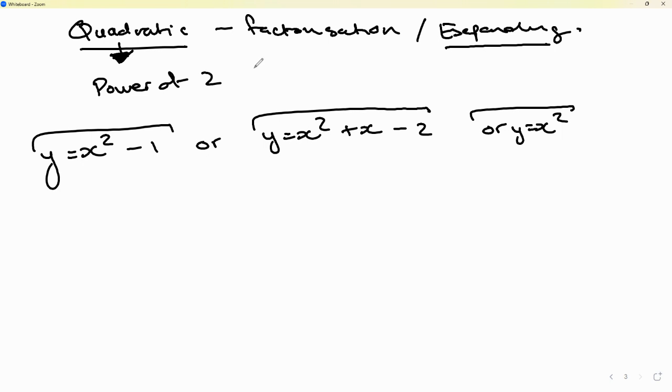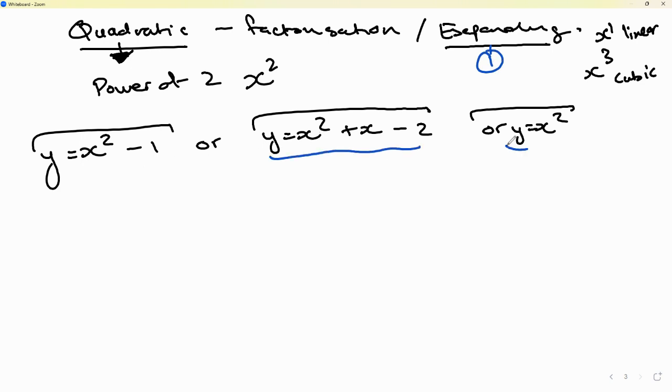So that's a quadratic. Quadratic means power 2. If you see power of 3, that means cubic. And if you see power of 1, that means linear. Okay. So in each case that's what it is, right? Now, quadratic factorization expanding, power of 2. All right. We are going to start with expanding. And we're going to try and get to expressions that have a power of 2.